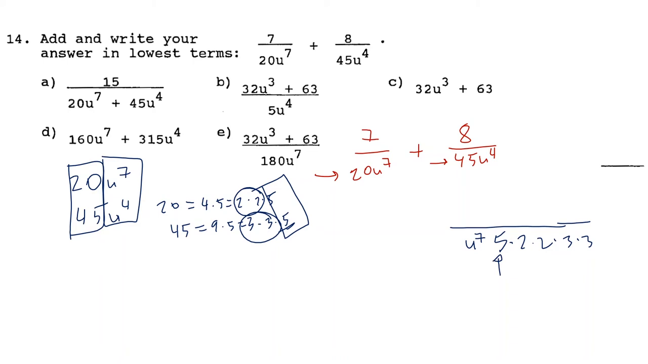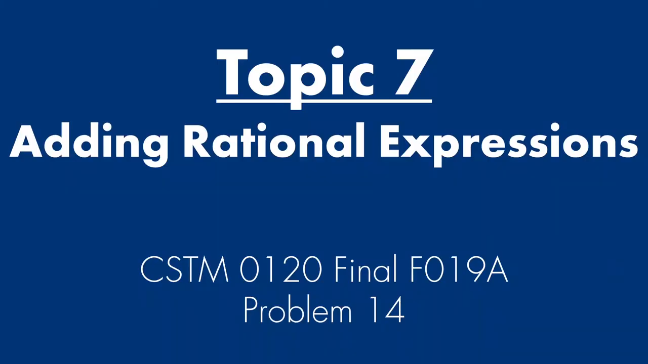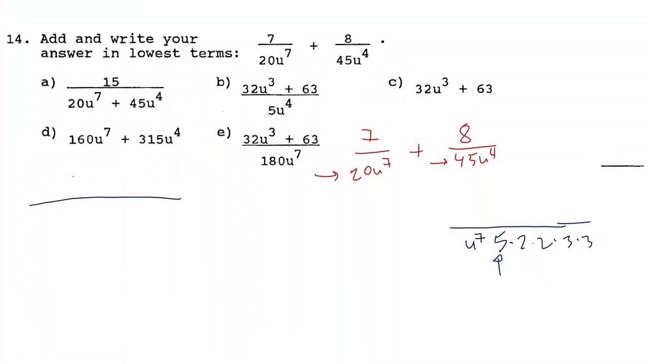Now, let me erase this a little bit, just to make sure it's not super messy. And we're going to continue. But keep looking at the bottom. I would start immediately multiplying just to know what my final denominator will be. My denominator is u to the 7. 5 times 2 times 2 is 20, times 3 times 3, which is 9. That's the same thing as 180u to the 7.